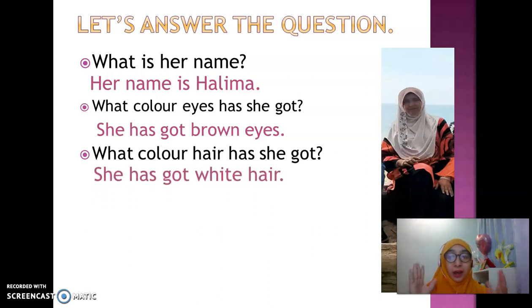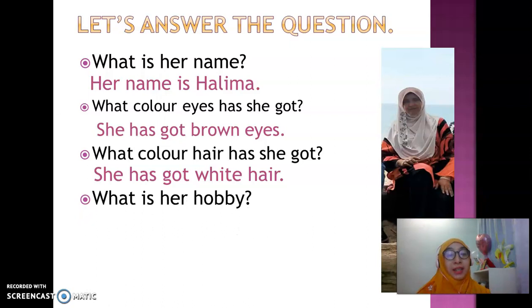Since she's a Muslim and I'm a Muslim, we can't really talk about the color, the length or the shape of our hair. So I'm just going to put a random hair color for my mother because that's a secret. We're Muslim. We have to keep our hair a secret from other people other than our family. I hope you understand. So what color hair has she got? She has got white hair.